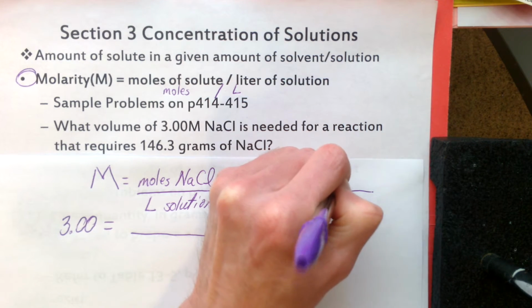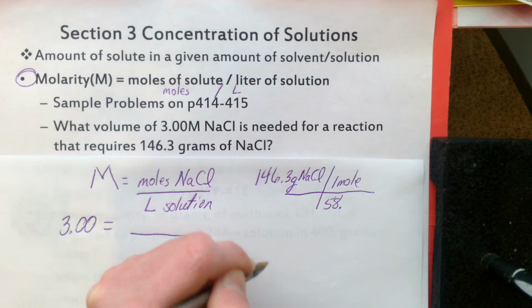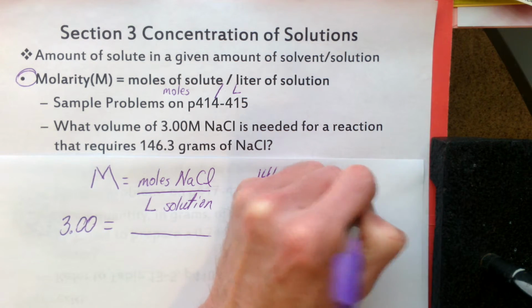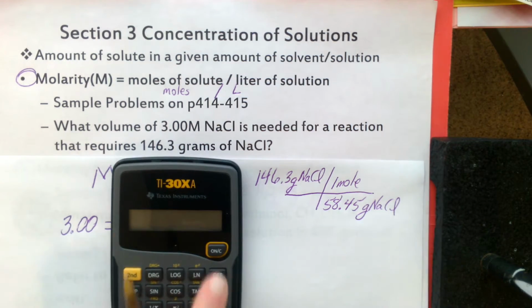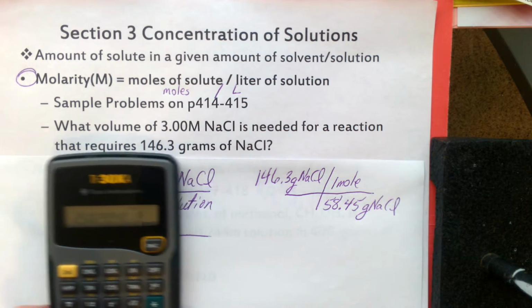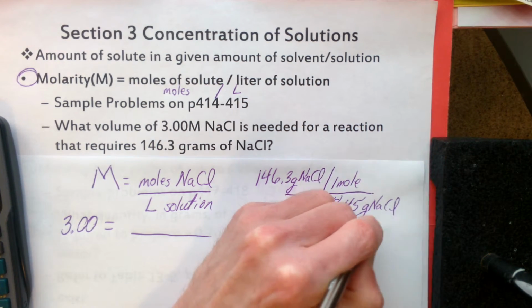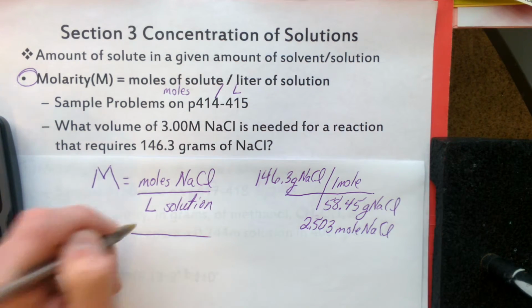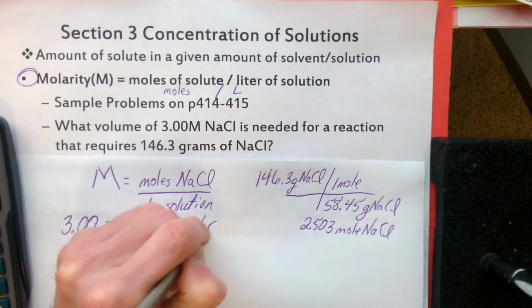and remember that we've got to use molar mass, so 1 mole, and its molar mass, and I'll go ahead and calculate it for you. It's about 58.45 grams of sodium chloride. So let's convert that. We have 146.3 divided by 58.45. So it looks like we have about 2.503 moles of NaCl. Okay, is what we are needing. So let's put that right here, 2.503 mole of NaCl.